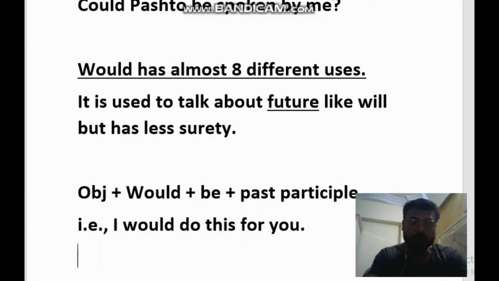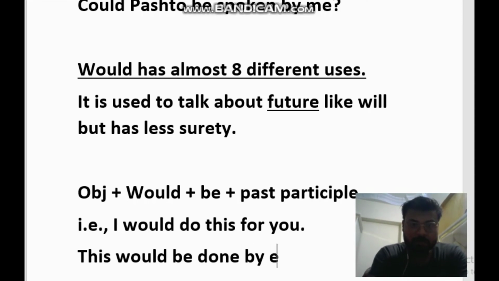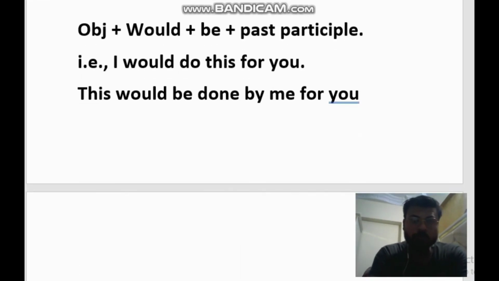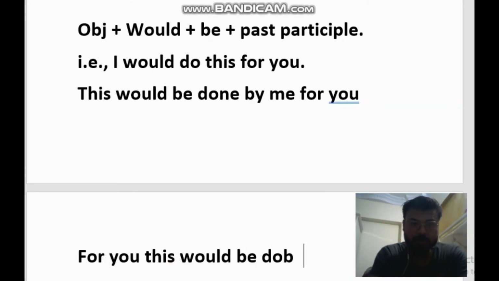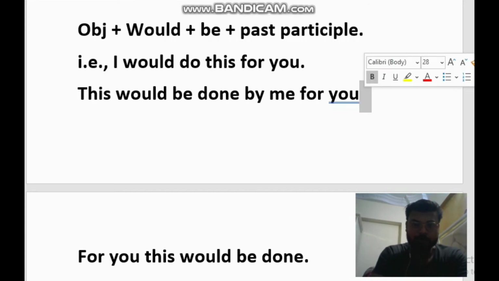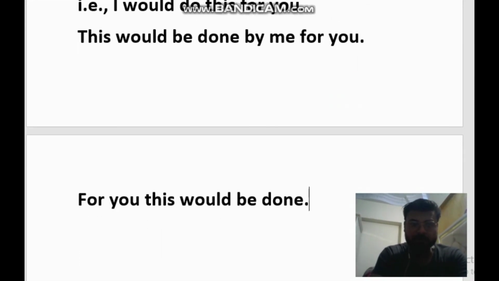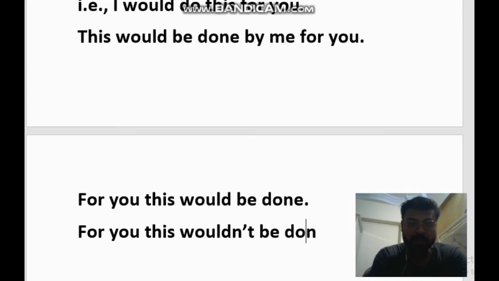So let's talk about this. This would be done by me for you. Or you can also say, for you, this would be done. Both are the same, both are correct, the meanings are the same. So you can either say for you or this would be done by me for you. Both are right. Or you can say negative, for you, this wouldn't be done.